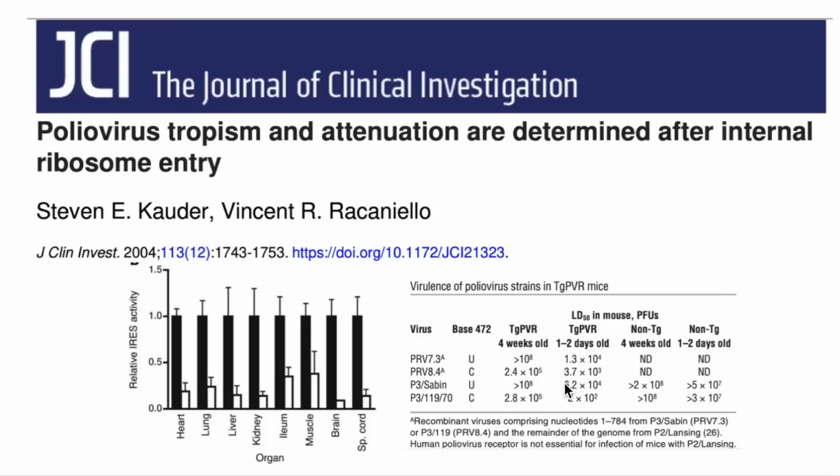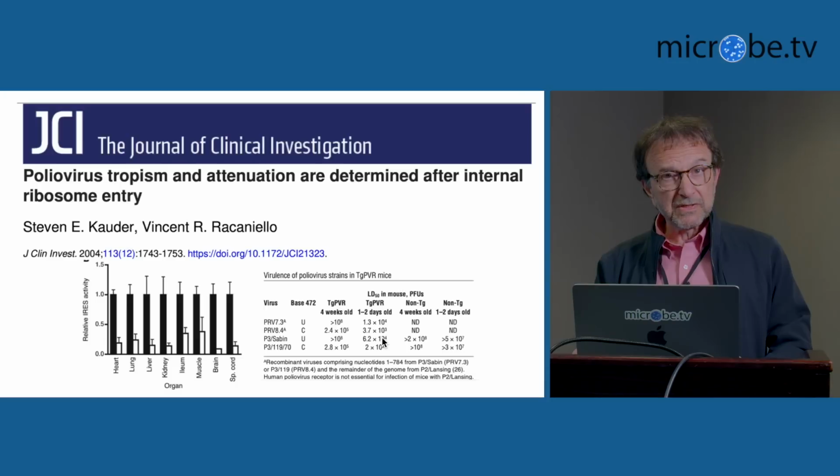We also did a series of inoculations in transgenic PVR mice, and I want to point out one to you, which is important, because here's P3 Sabin with a U at 472. If you inoculate intracerebrally into 4-week-old transgenic mice, there is no paralysis. But if you use instead 1 to 2 day old mice, the LD50 is about 60,000 PFU. So the host also matters. It's not just the base at 472.